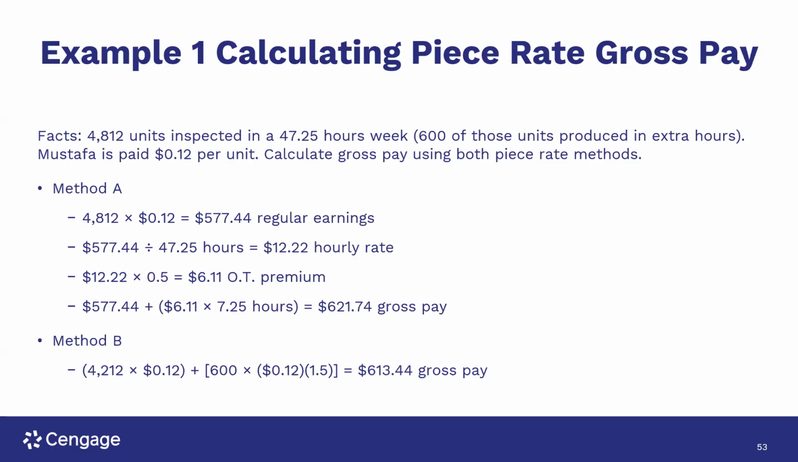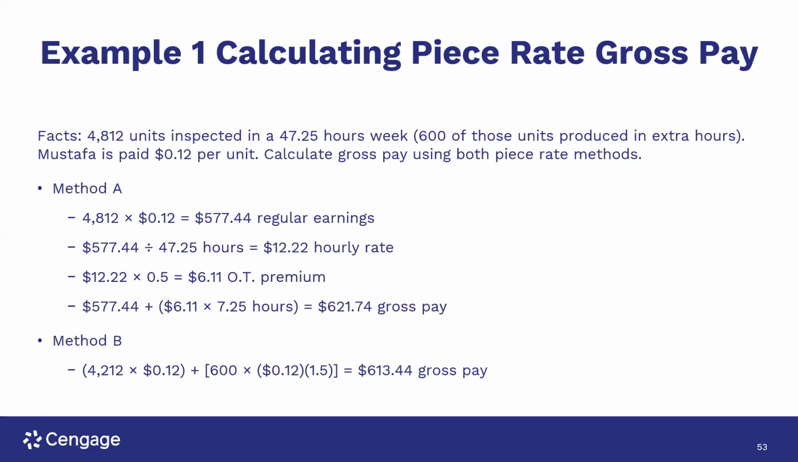Under method A, we take the total units times the regular rate to get the regular earnings, divide it by the total hours to get the hourly rate of 12.22, multiply 12.22 by 0.5 to get an overtime premium, and then multiply that overtime premium by the number of overtime hours.